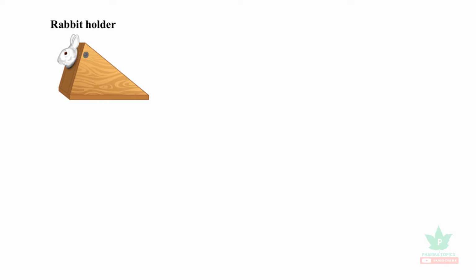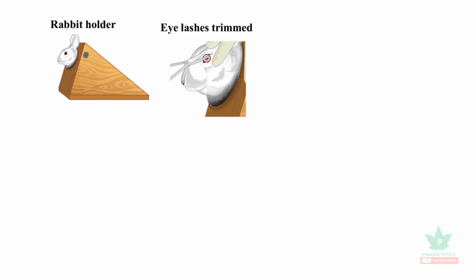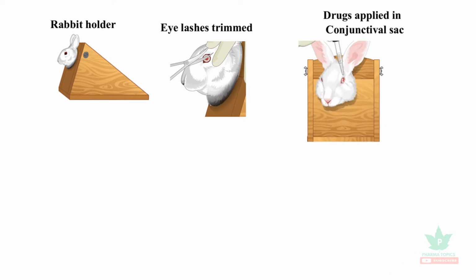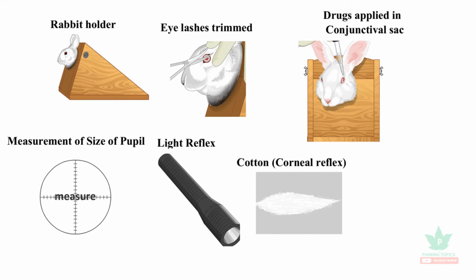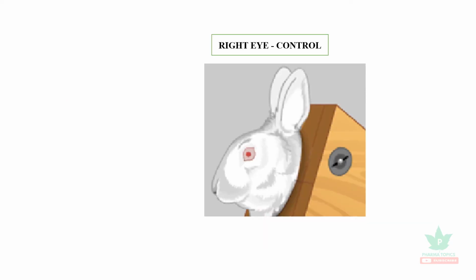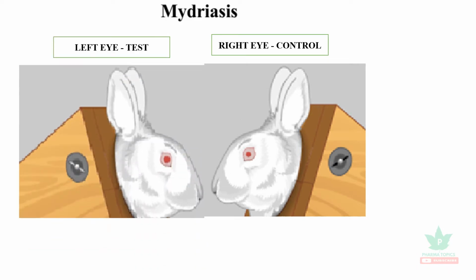So how are the rabbits used for this experiment? They are kept in the rabbit holders. Their eyelashes are trimmed for the study purpose, and the drugs are applied in the conjunctival sac. The size of the pupil will be measured. Light reflex will be measured with a light source. Cotton will be used to check the corneal reflex, and ocular pressure can be determined with the help of a tonometer. Usually one eye is kept as control and the other eye is kept as test for administration of drugs.